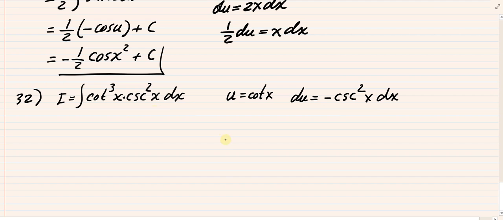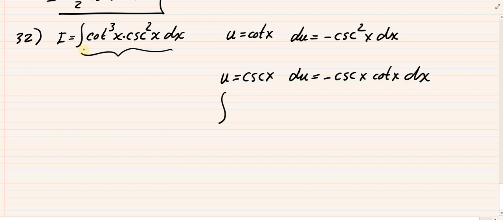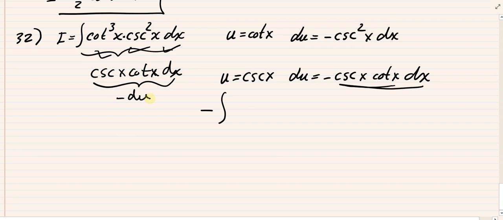Now, if I had let u be cosecant x, then du would be derivative of cosecant, which is negative cosecant x cotan x dx, right? And when I try to substitute into my integrand, so this is going to be in the form of negative, cosecant cotan dx, well, cosecant cotan dx are there, right? And so cosecant x cotan x dx, all of this is just going to be negative of du, right? So that's going to leave me with cotan squared x, and yet another cosecant x.